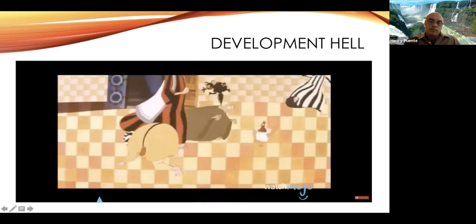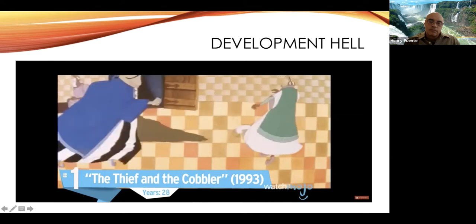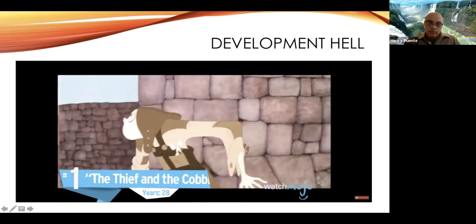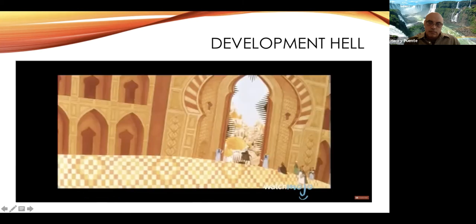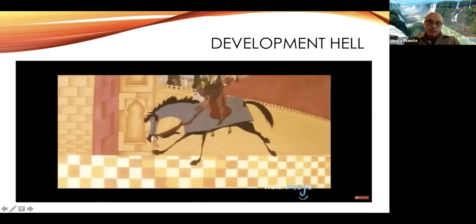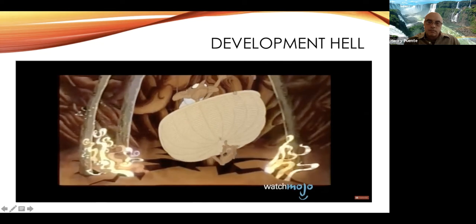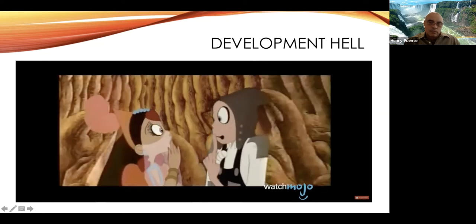Number 1, The Thief and the Cobbler. Years to make, 28. Although several versions of this film have been released, we're going with the 1993 cut that's also known as The Princess and the Cobbler.